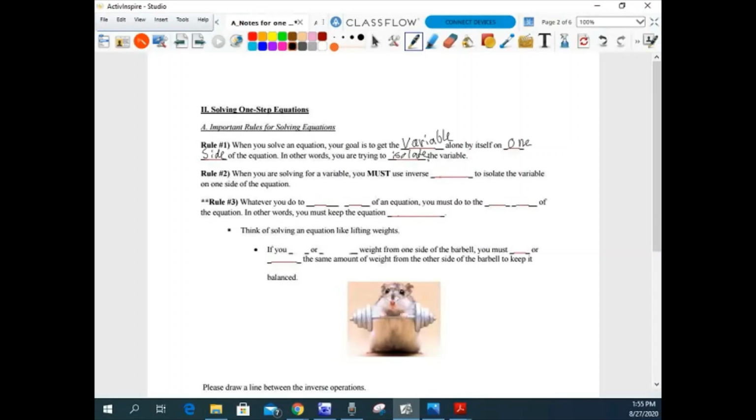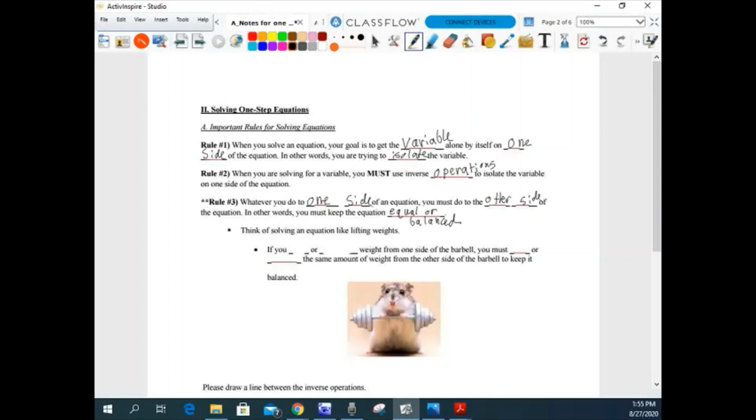Okay? When you're solving for a variable, you must use inverse operations to isolate the variable on one side of the equation. Now, another big rule is whatever you do to one side of the equation, you must do to the other side. I'm going to say this a whole bunch. What you do to one side, you have to do to the other. You must keep the equation equal, or, in other words, balanced.